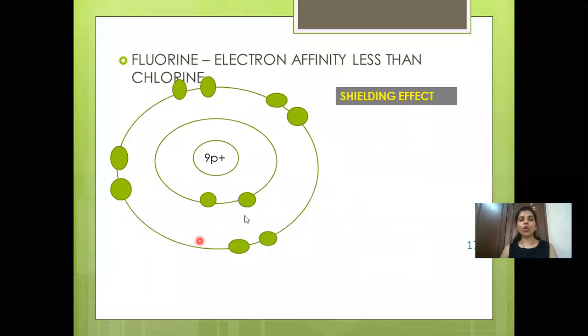So here I have drawn the fluorine atom. You can see this is the nucleus where 9 protons are there. This is the first orbit, so 2 electrons. In the second orbit, there are 7 electrons. So 2, 4, 6, and this is 8, because it has already accepted an electron to form an ion.